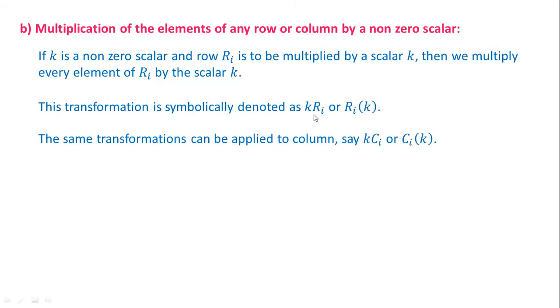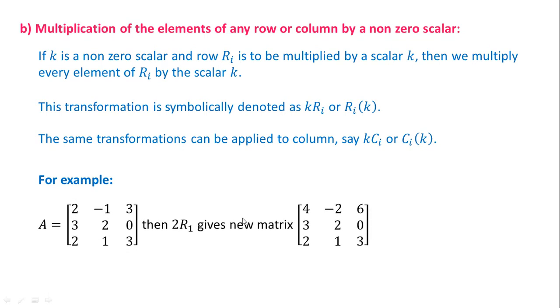The same can be applied for a column. So you can write k into Ci or Ci into k. For example, a matrix A of order 3 by 3 is given, and suppose you want to multiply row number 1 by 2, that is 2 into R1. Here 2 is the non-zero scalar. 2 into R1 gives a new matrix.